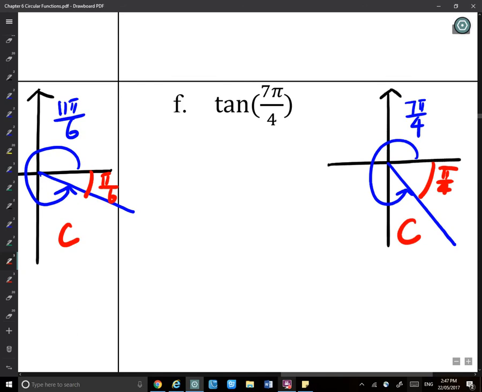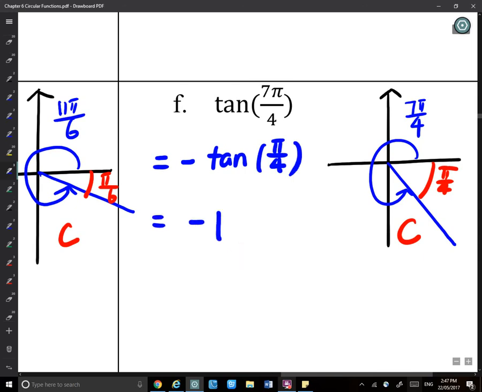And that's the cosine quadrant. Then tangent will be negative. So it's negative tangent pi over 4, and that's negative 1.